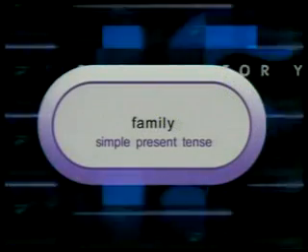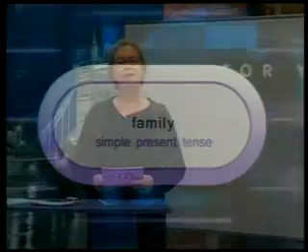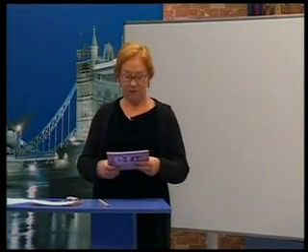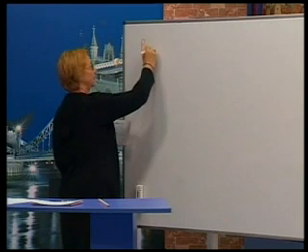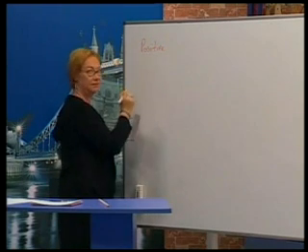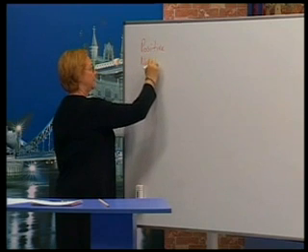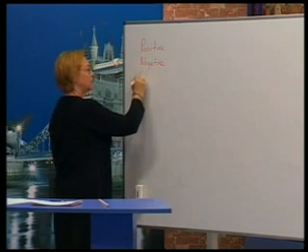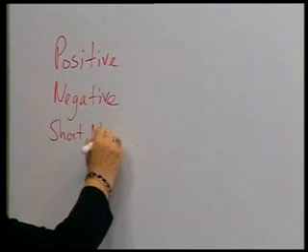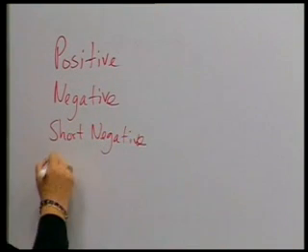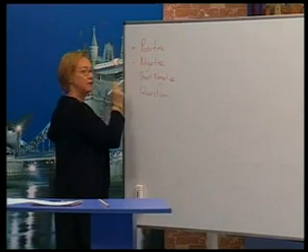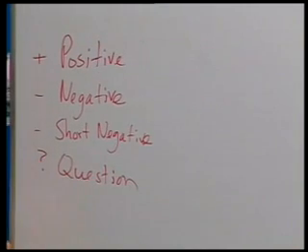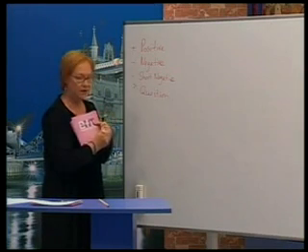Family simple present tense. Now let's review the present simple tense. Look at this chart now, and we'll do it again. First we're going to talk about positive, negative, short negative, and question. Remember: positive, negative, short negative, and question. Now, let's do these one by one.